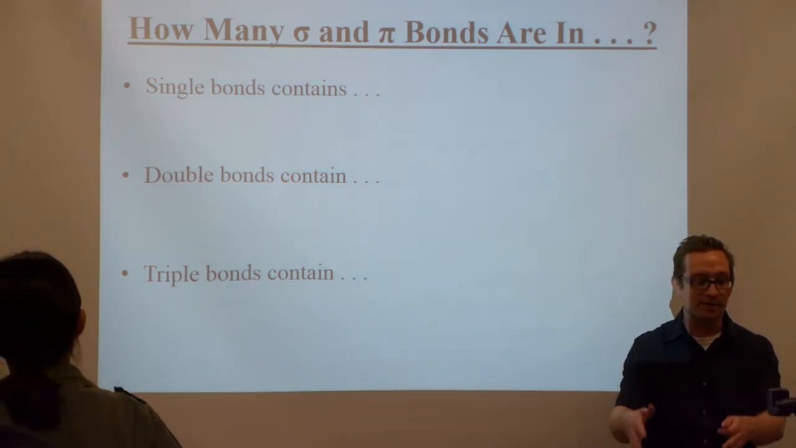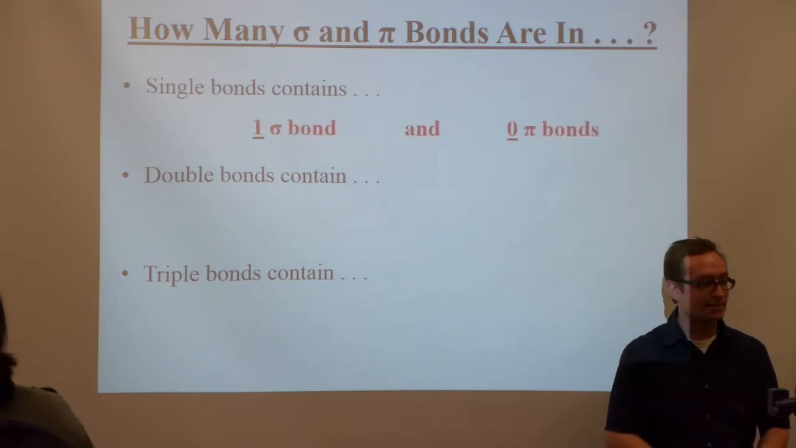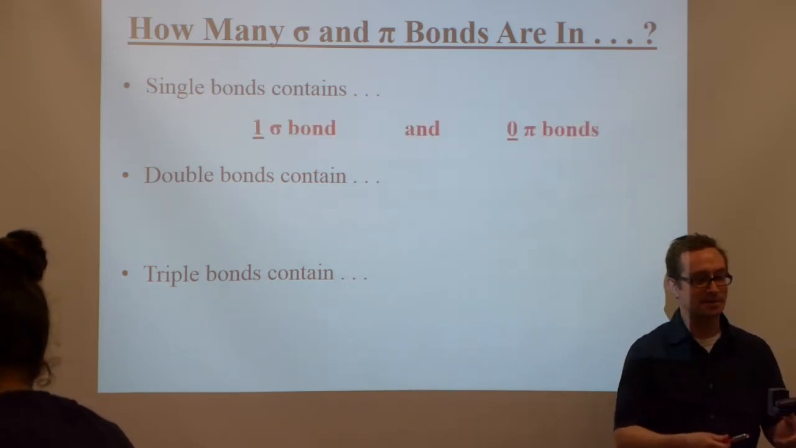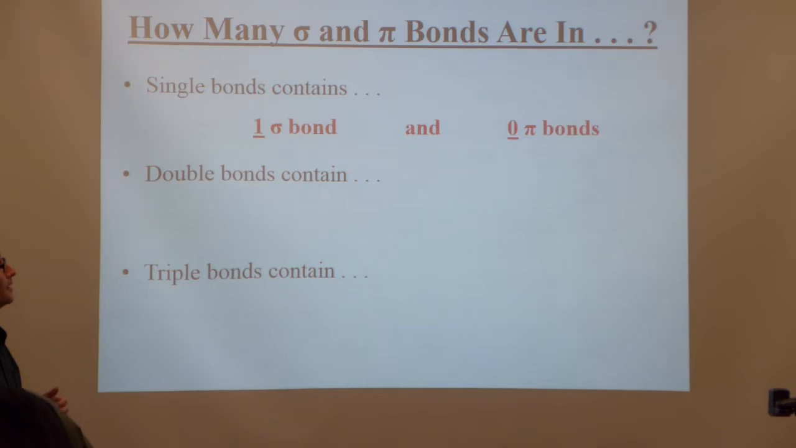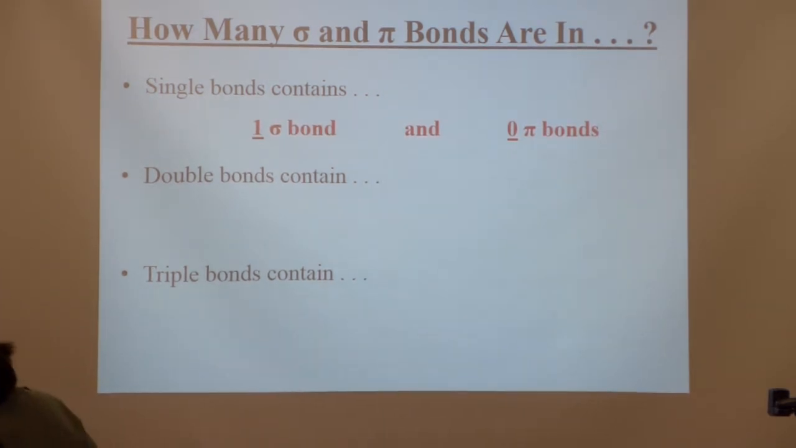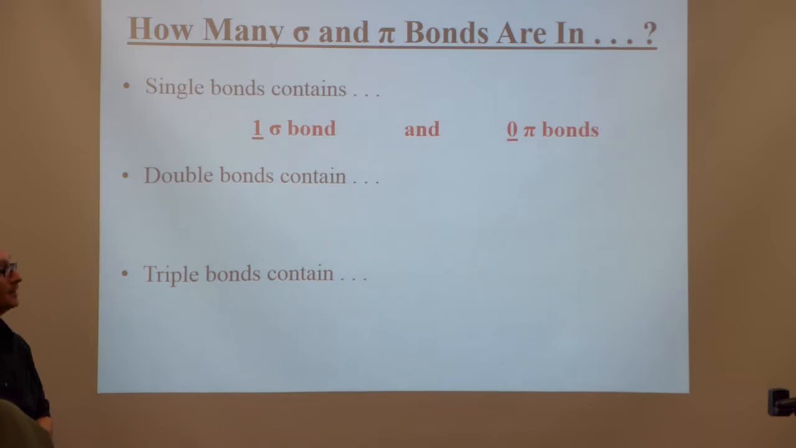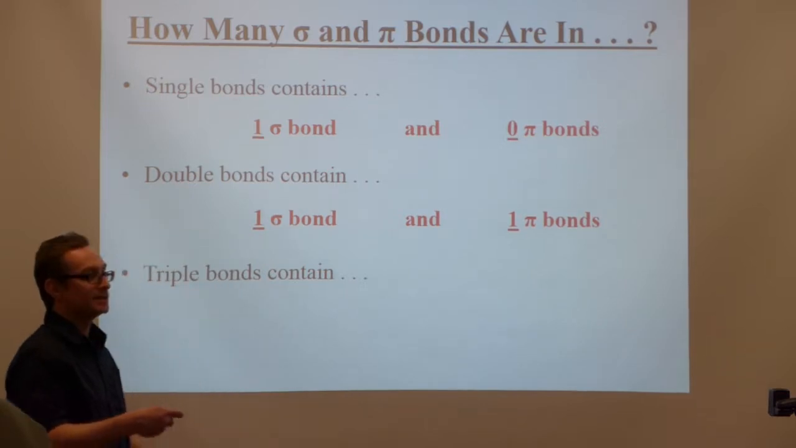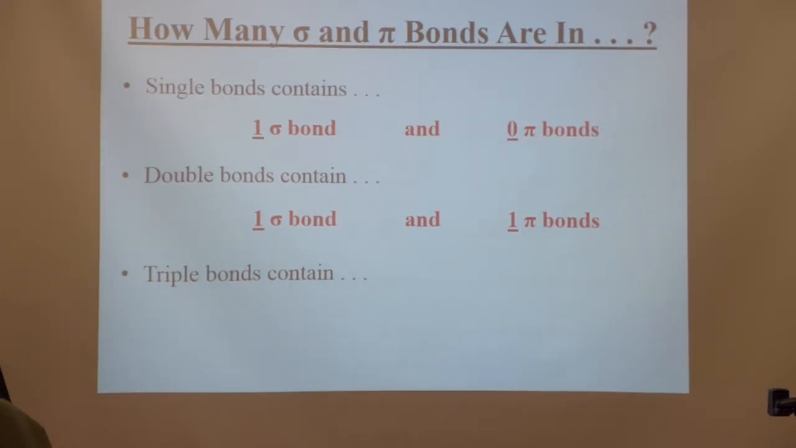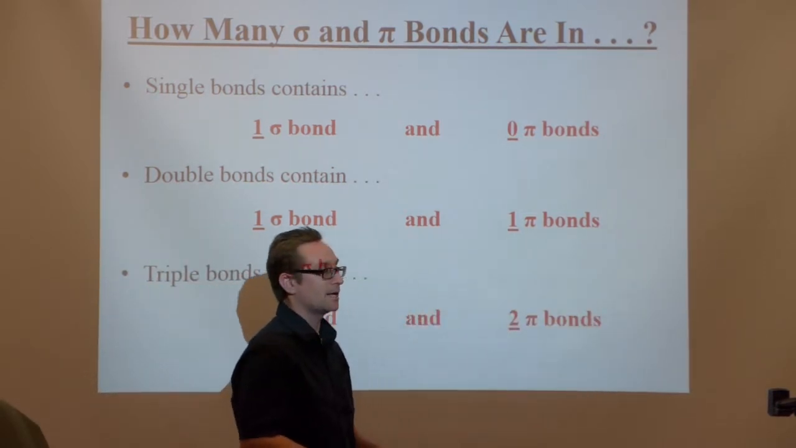So put a star on this slide and memorize it. Single bonds contain 1 sigma bond and 0 pi bonds. You'll have to write that in. Any single bond has just 1 sigma and 0 pi's. If you have a double bond, it'll contain 1 sigma and 1 pi bond. And if you have a triple bond, you have 1 sigma bond and 2 pi bonds.